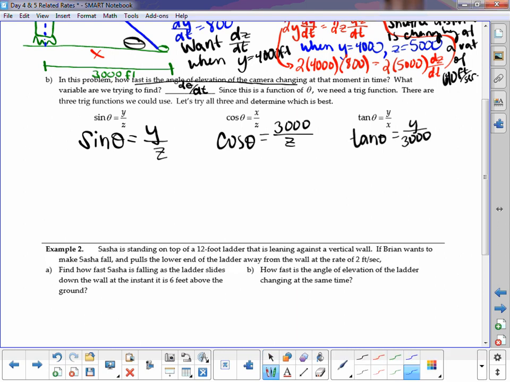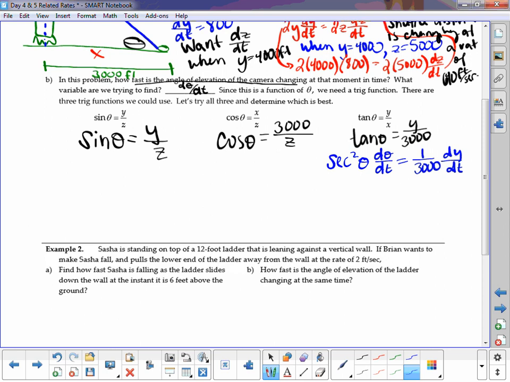Those derivative rules are important. What's the derivative of tangent? Good. Secant squared theta d theta dt, because we have to then take the derivative of the inside, and the derivative of theta is 1 d theta dt. Then over here we get 1 over 3,000 dy dt. Are we all okay with that derivative?